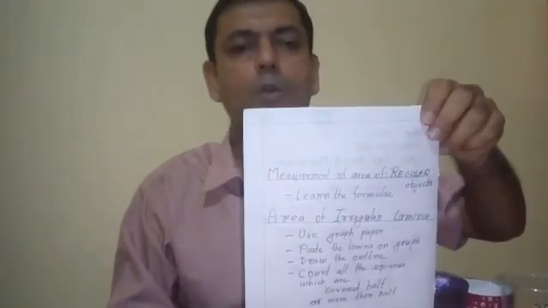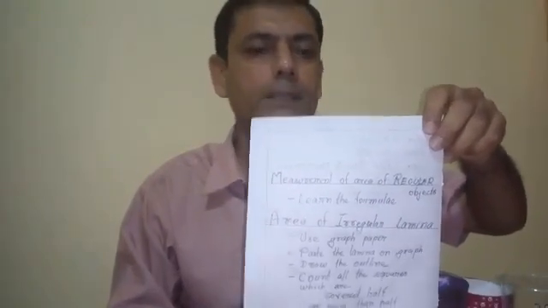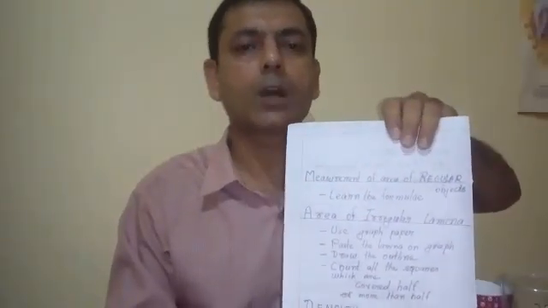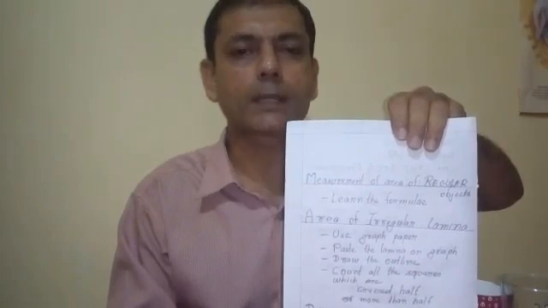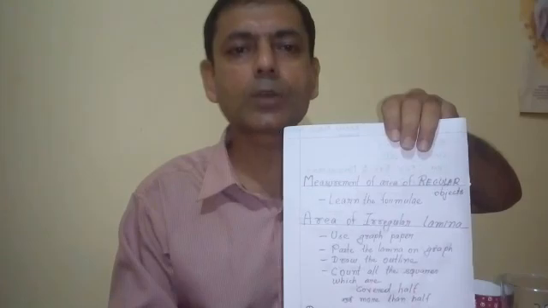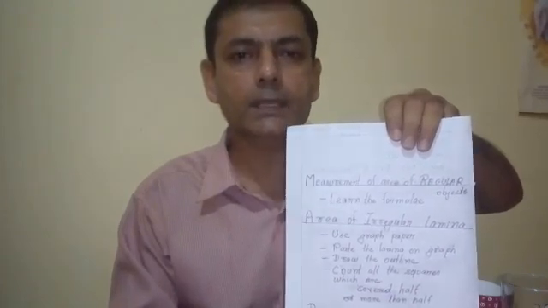Let's now move on to the measurement of area of regular shapes. As we had discussed in the last video as well, regular shapes are those whose dimensions are well defined, like for example a square or a rectangle. To find out the area of regular shapes, you will have to learn their formulae for area. Like area of a square is side square, area of a rectangle is length into breadth, area of a triangle is half base into height, area of a circle is pi r square.